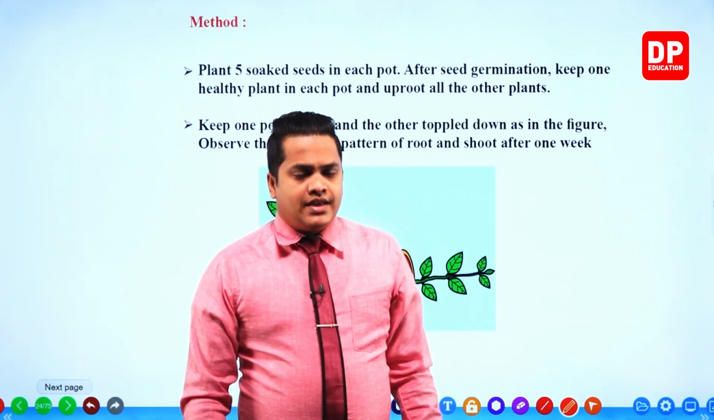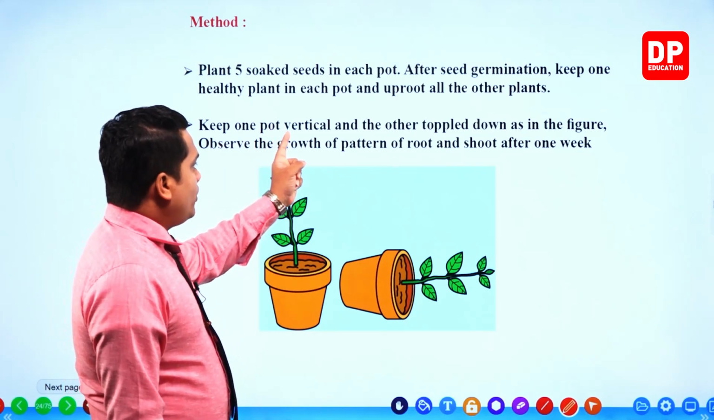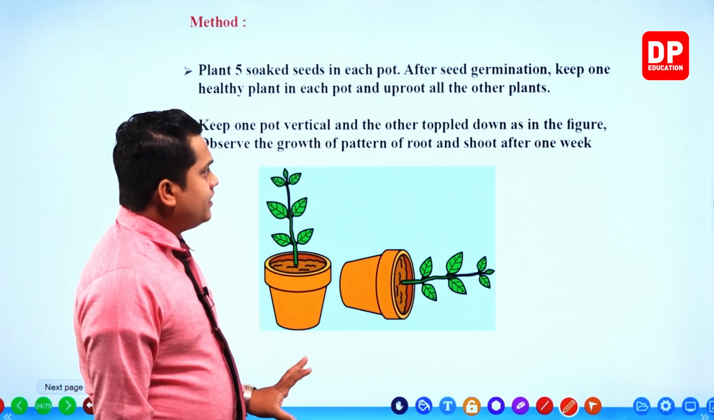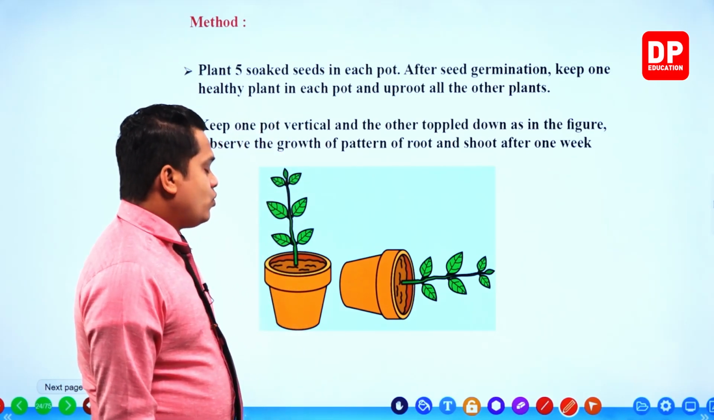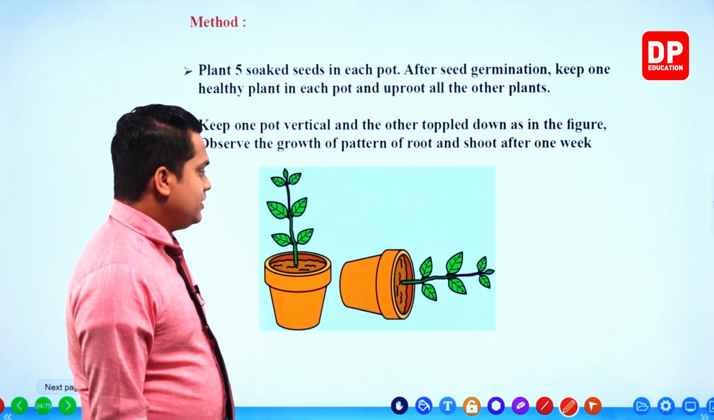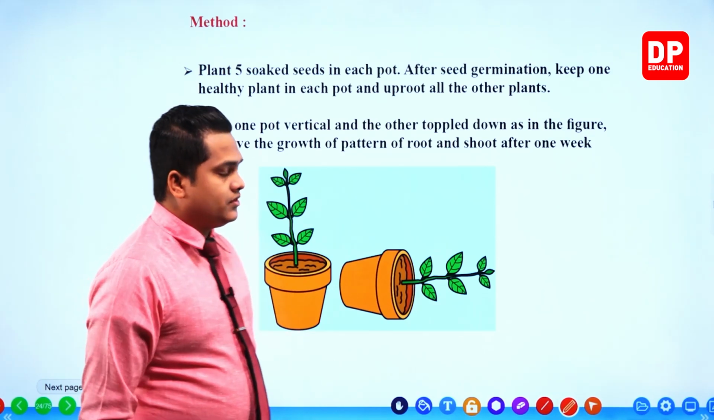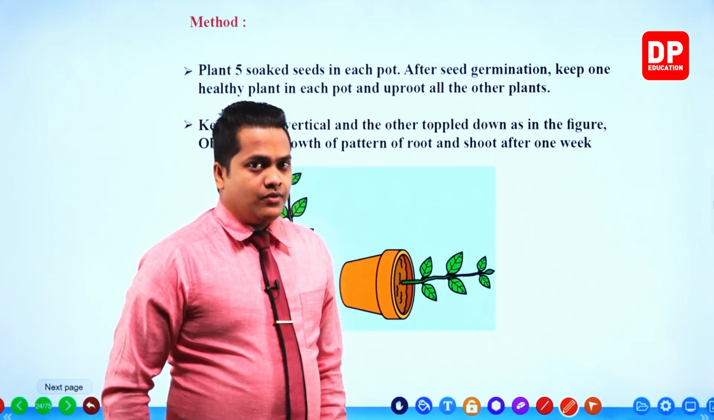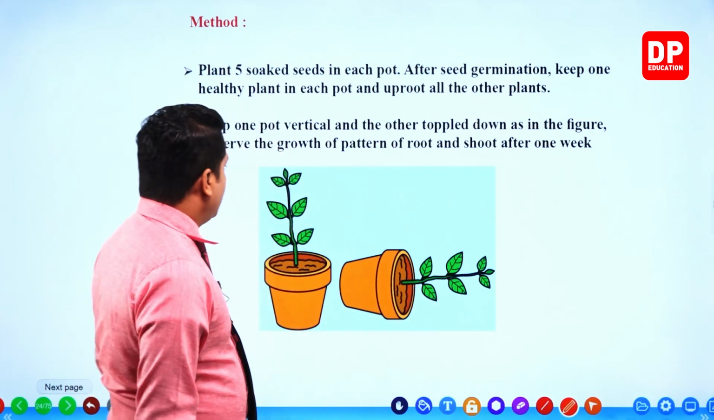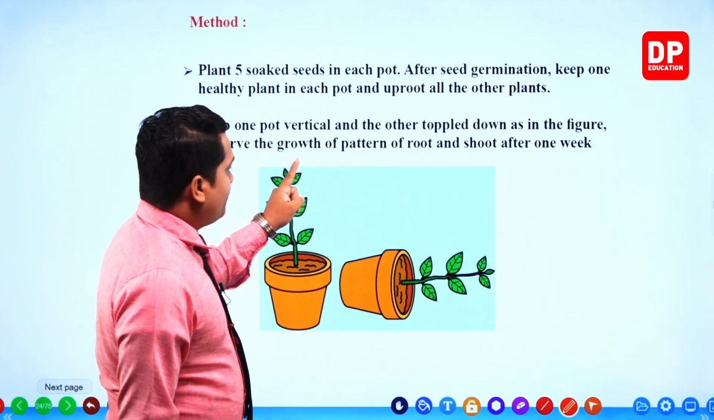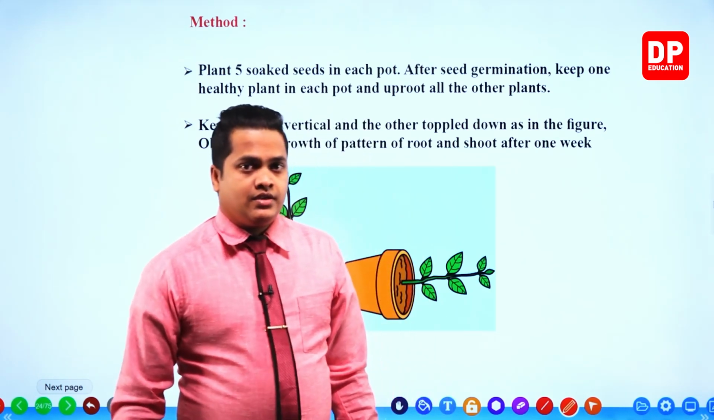Right. Then what do you have to do? Let's see. Keep one pot vertical and the other toppled down as shown in the figure. So like in the figure, you keep one plant erect and you topple the other one down. Then observe the growth pattern of root and shoot after 1 week.